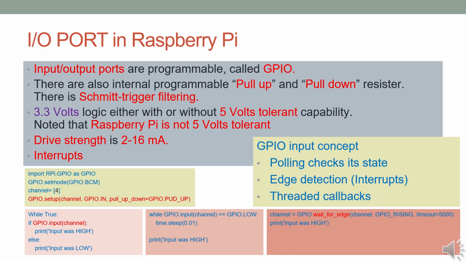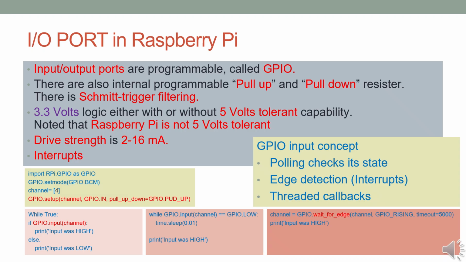Reading input, polling. To read the status of an input pin, we can use a polling loop. For example, while True: if GPIO.input(4) == GPIO.HIGH: print("Input was high"), else: print("Input was low"). This continuously checks the status of pin 4 and prints the result.